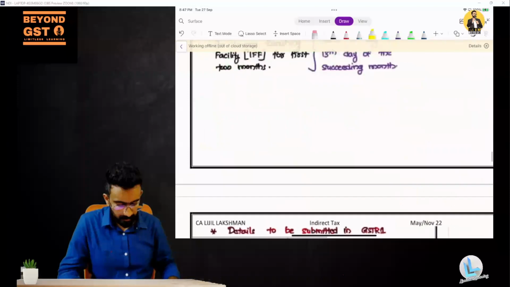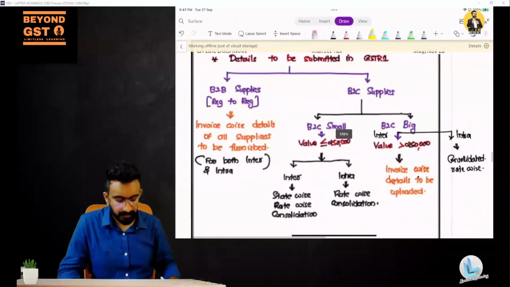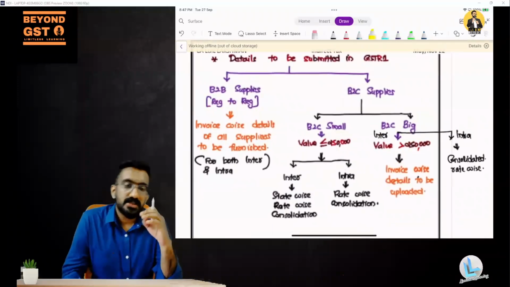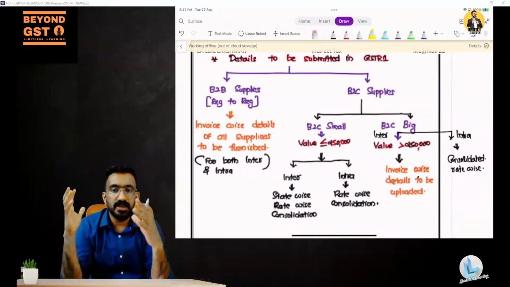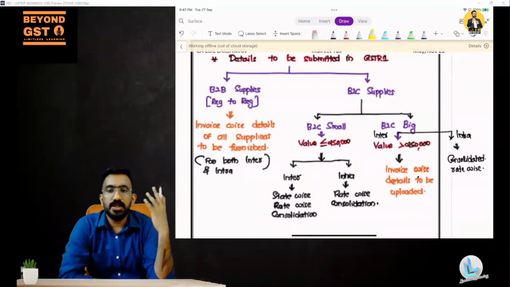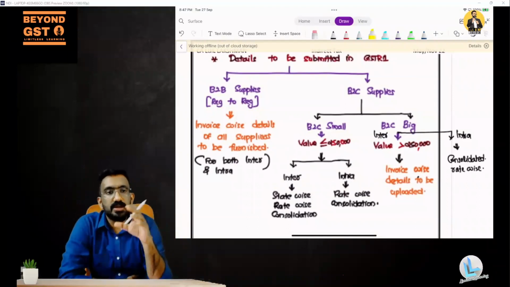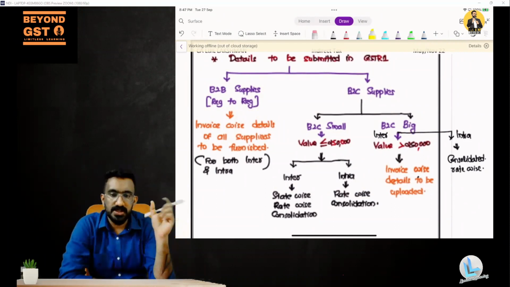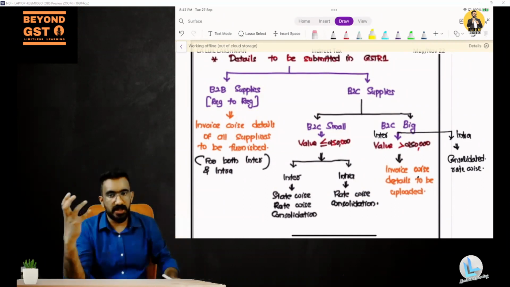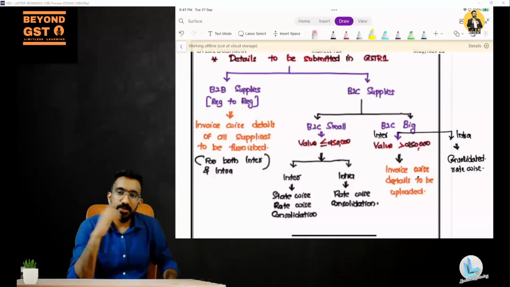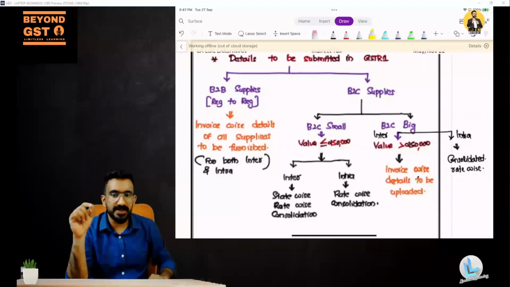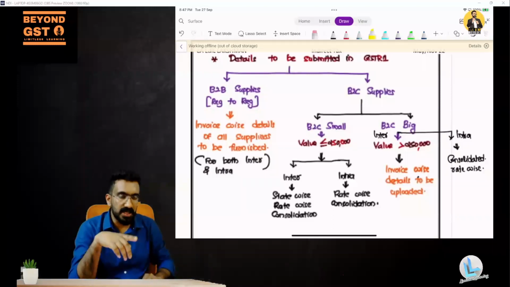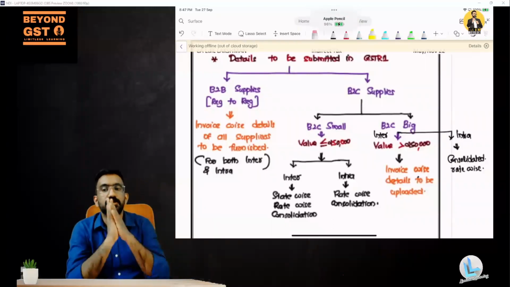Details to be submitted in GSTR1. The supply can be broadly classified into two categories. One is B2B, another one is B2C. What is B2B supply? A registered person making supply to another registered person in GST is called B2B supply. What is the relevance of B2B supply in GST? What is so peculiar about B2B supply? When a registered person is making supply to another registered person, what is the option available to the recipient? Think.